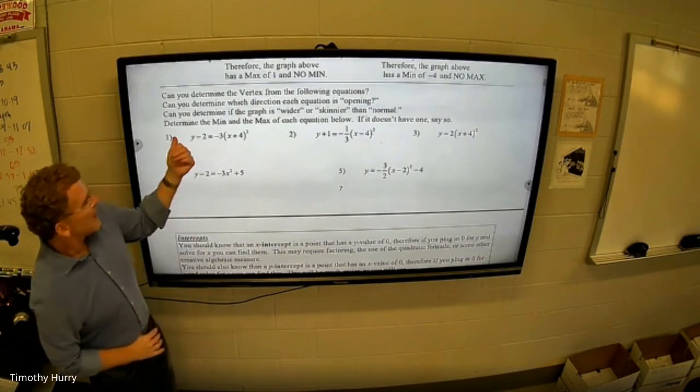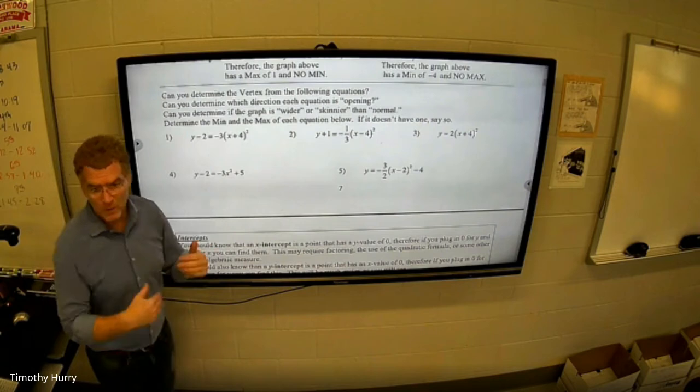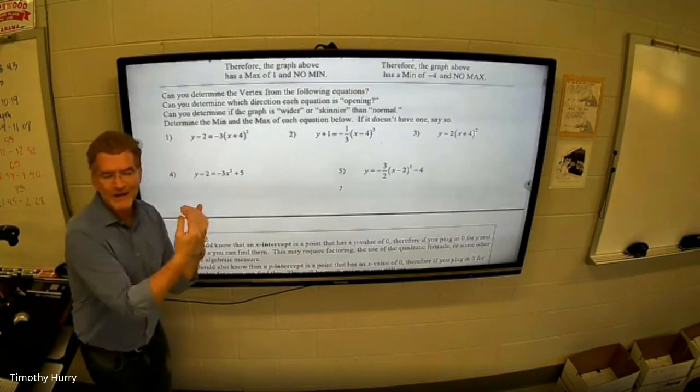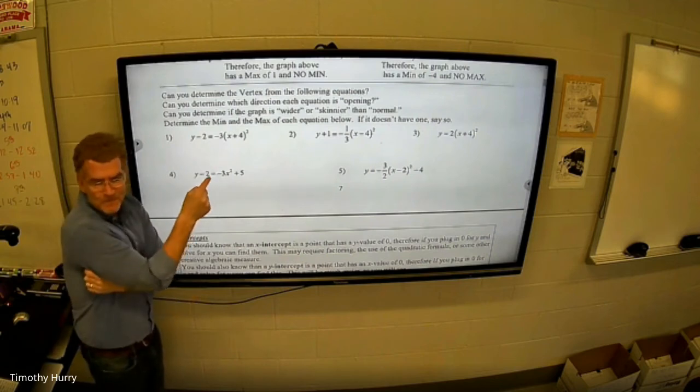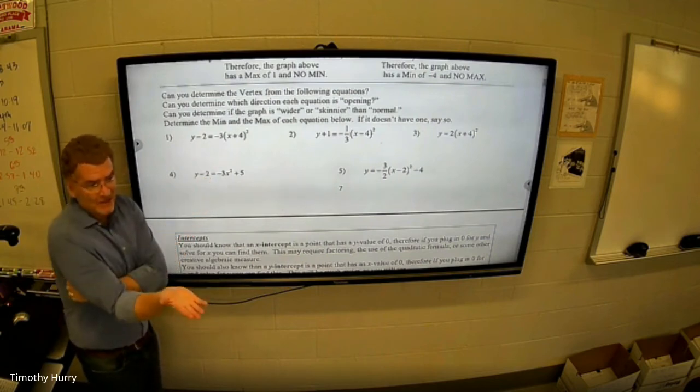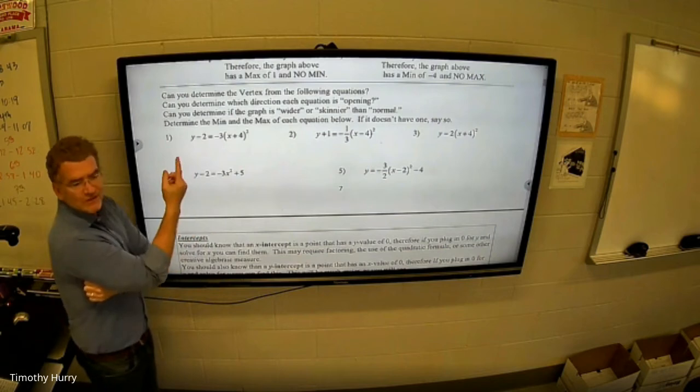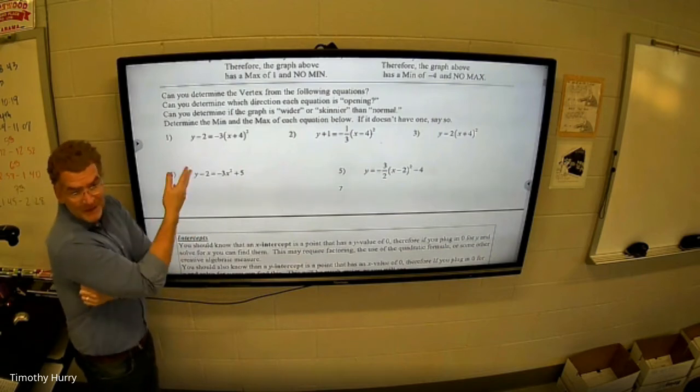And then what would the max or the min be? And what would it be? Which one would it have and what would it be? If it's going down, it what? It has a max, and the max would be 2, because it's the y coordinate of the vertex. Right? And the min would just not exist.